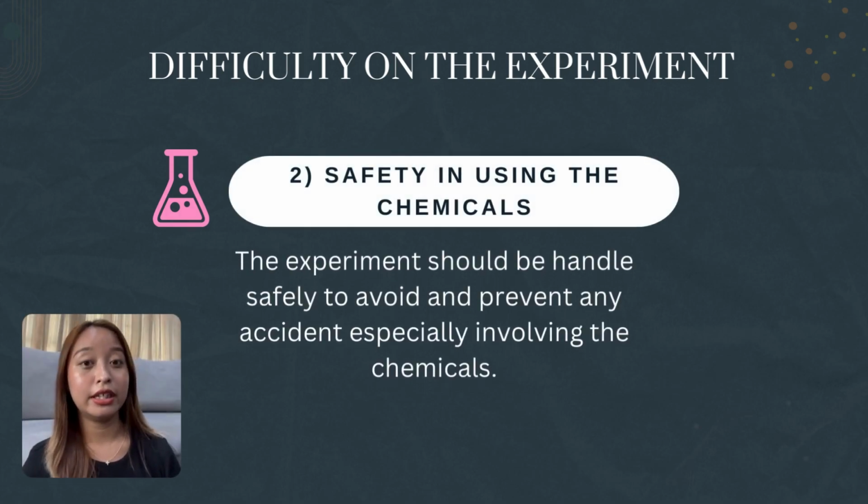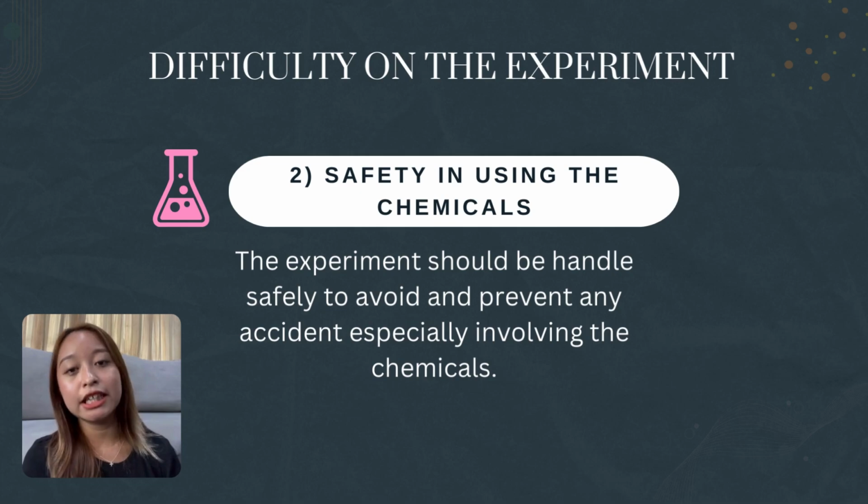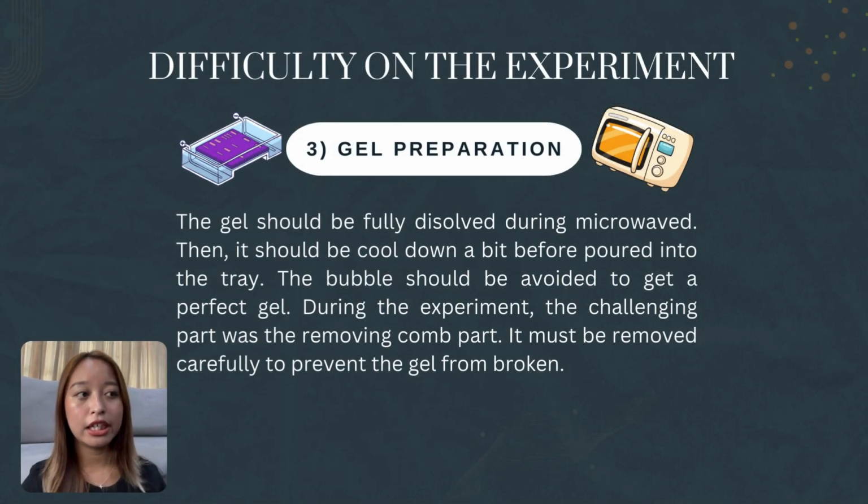Next, the second difficulty that we experienced during the experiment is safety in using the chemicals. The experiment should be handled safely and carefully to avoid and prevent any accident, especially involving chemicals. The third one is during the gel preparation. The gel should be fully dissolved during the microwave phase. Then it should be cooled down a bit before being poured into the tray. Bubbles should be avoided to get a perfect gel. The challenging part was removing the comb. It must be removed carefully to prevent the gel from breaking.